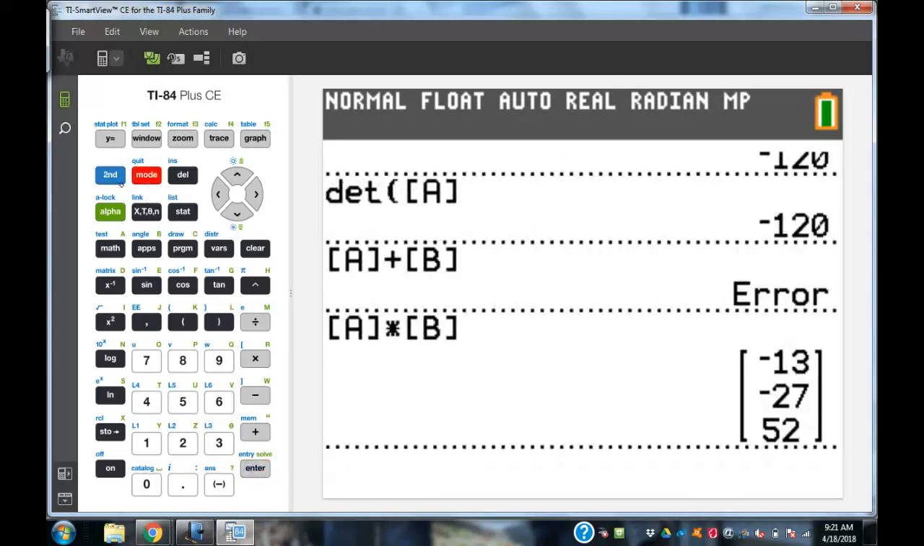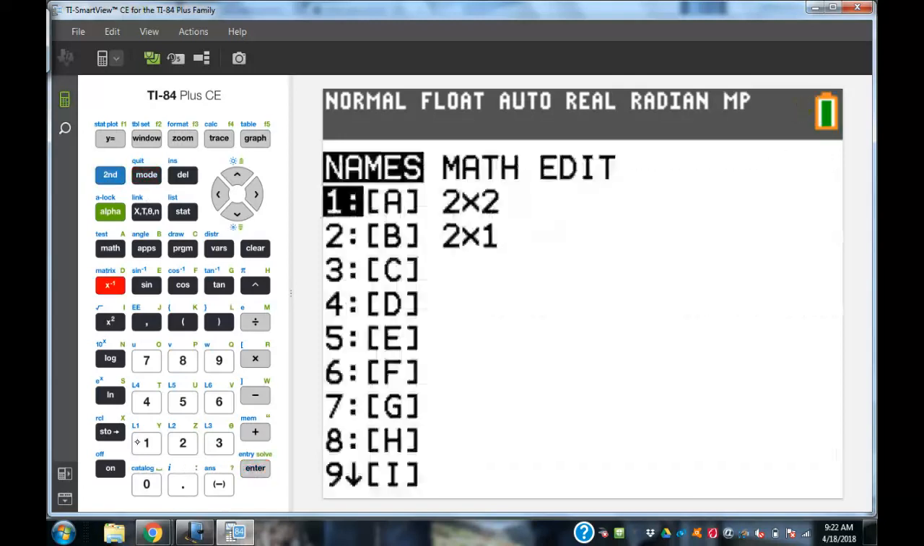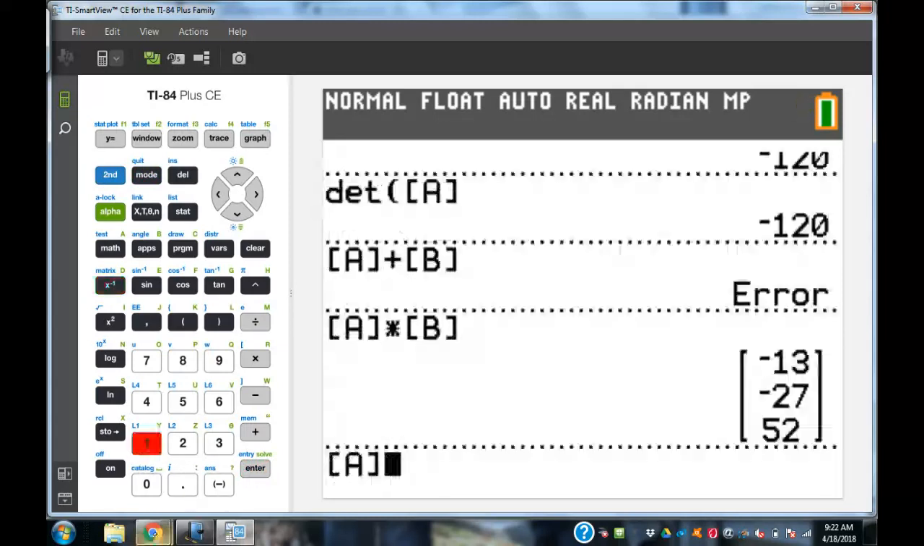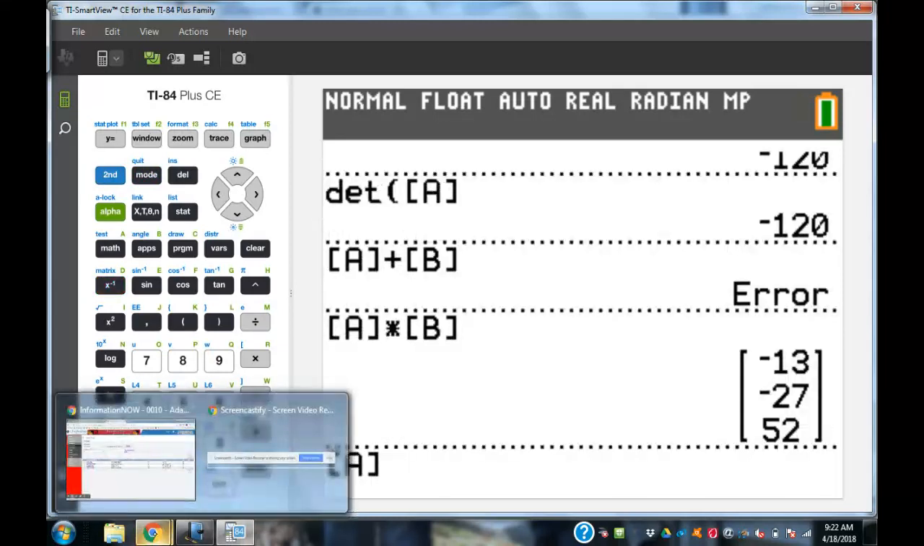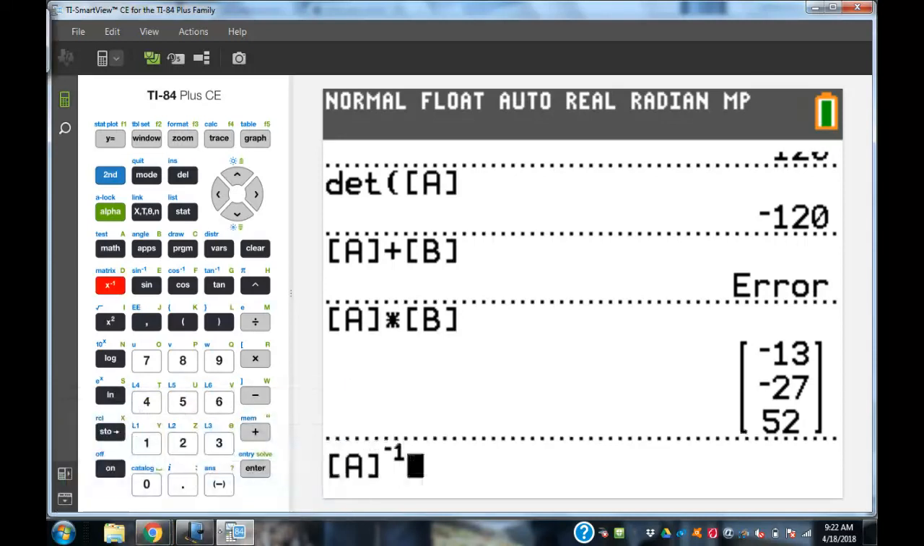Go back to your regular calculator screen. Tell it to use matrix A. And then the inverse button on your calculator is right here. It's the same button you've been hitting to go to the matrix menu, you just don't hit second first. This x to the negative 1 power is the inverse button. You hit inverse.